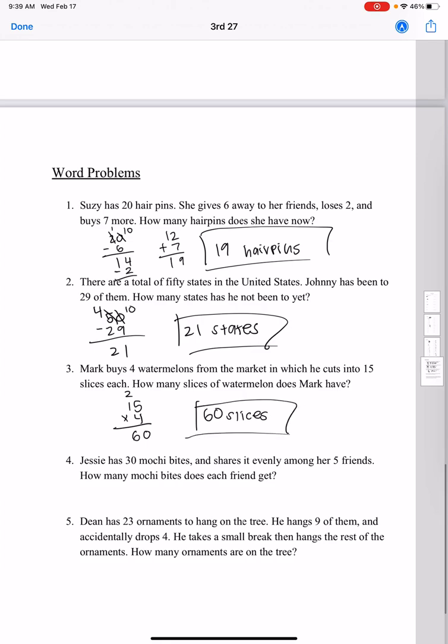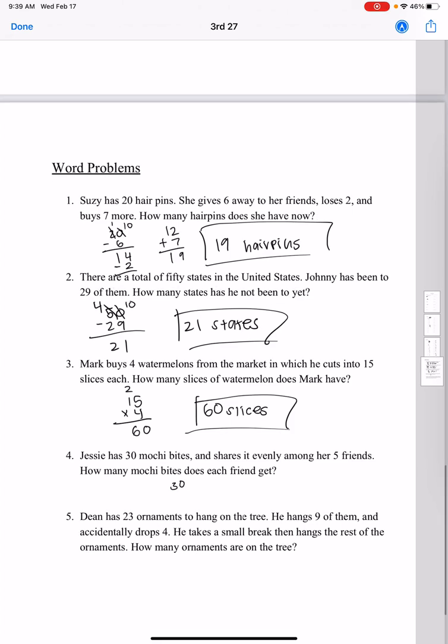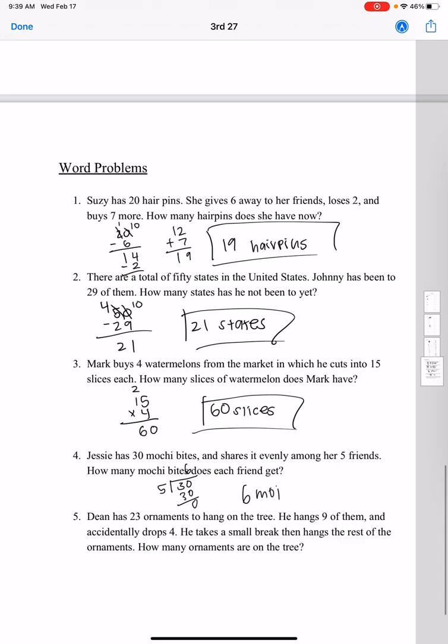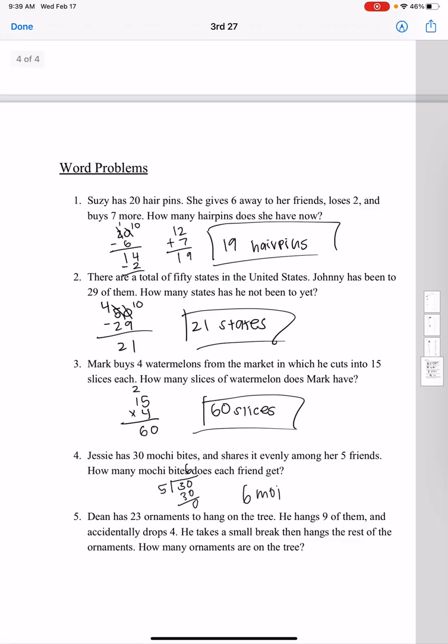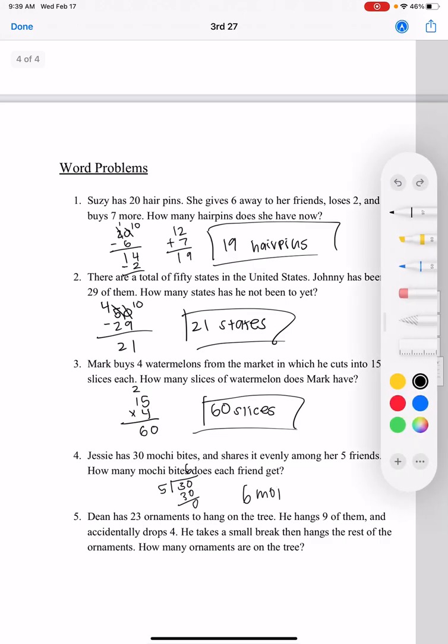Okay, number 4. Jessie has 30 mochi bites and shares them evenly among her 5 friends. How many mochi bites does each friend get? So she has a total of 30, and she shares it evenly among her 5 friends, which means you're dividing 30 by 5. How many times does 5 go into 30? It goes into 30 6 times. So 5 times 6 is 30. 6 mochi bites. I spelled mochi wrong. Mochi bites.